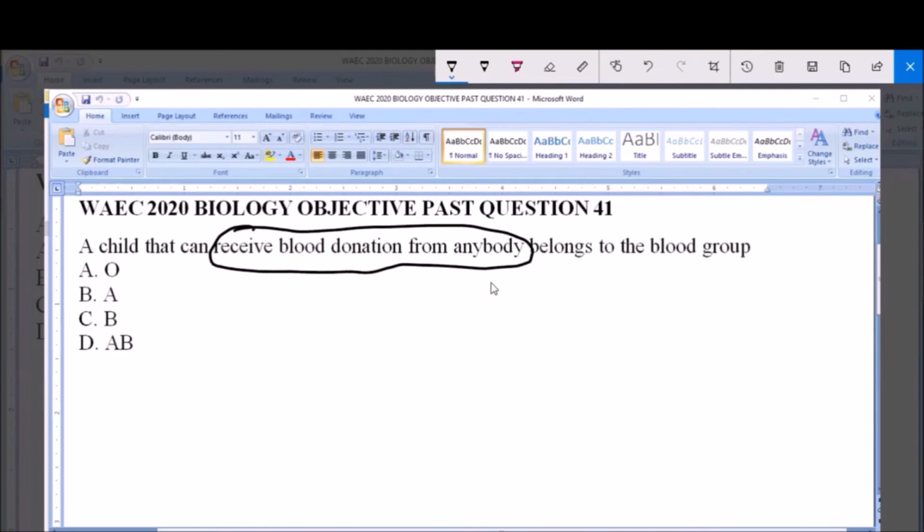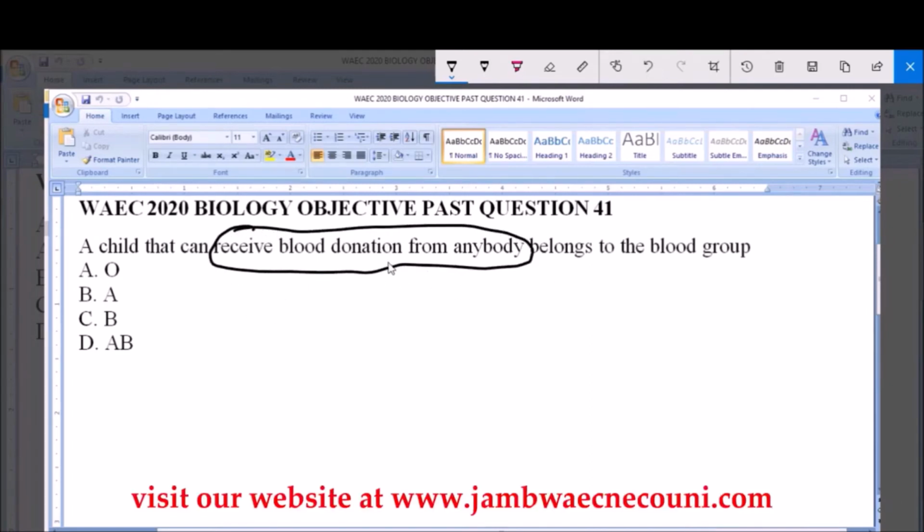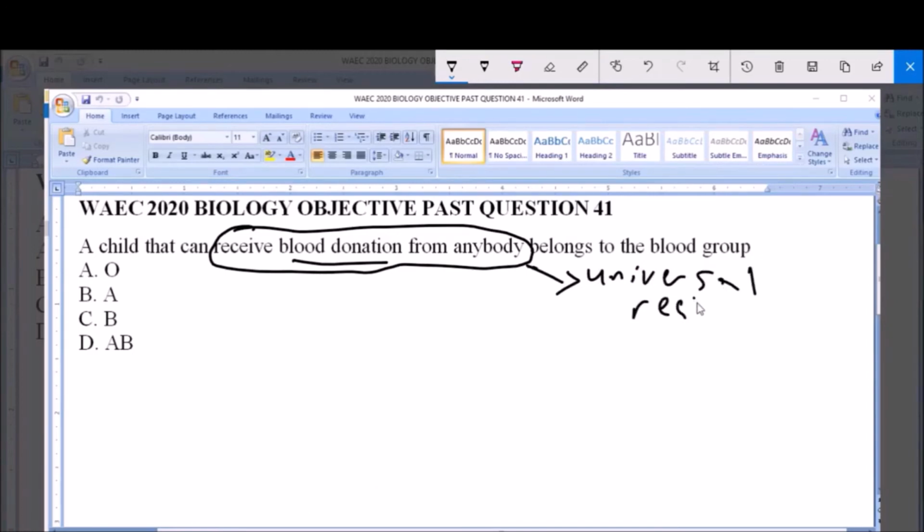If you have to rephrase this question, you can ask, what blood group can receive blood from any blood group? So this category is known as the universal recipient. Universal blood recipient. So let's look at which of the options fits into that description. Now, the blood group O is known as the universal donor.